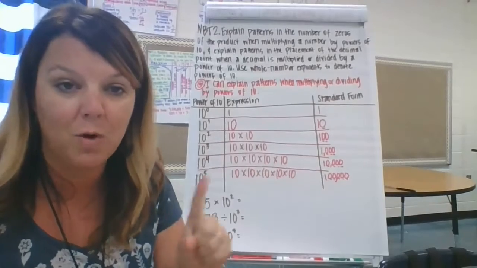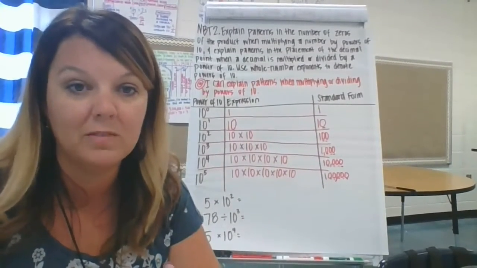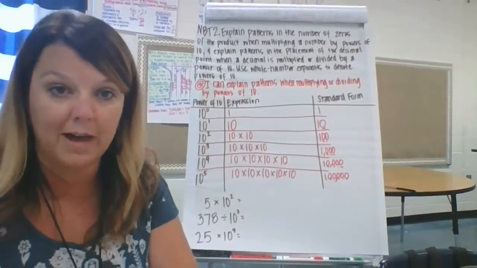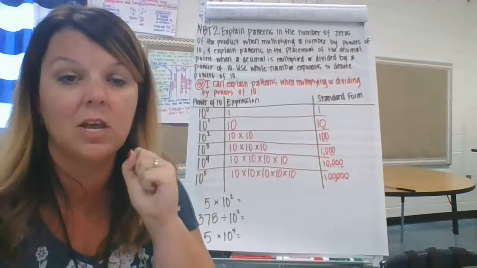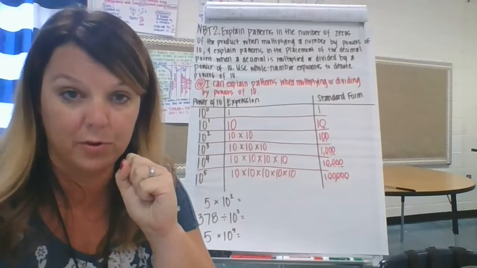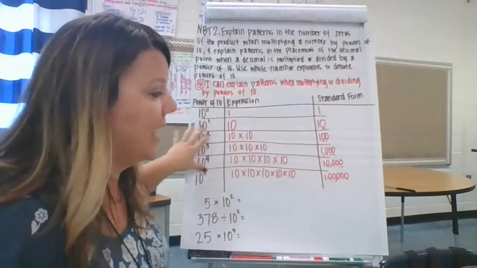So if I told you to do 10 to the 12th power, you should be able to tell me, Miss Heather, that's going to be a 1 with 12 zeros. I don't know what that number is, but I know that that's going to have 12 zeros because the exponent is 12. If I tell you 10 to the third power, I know that's going to have 3 zeros because it has an exponent of 3. Okay. So that's the first part that we need to understand.